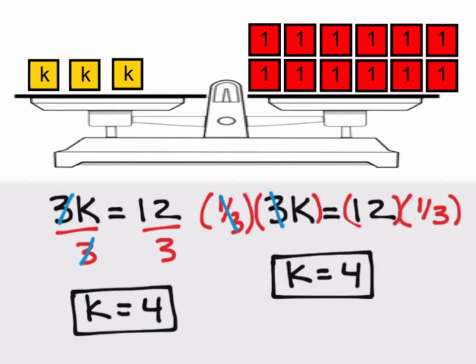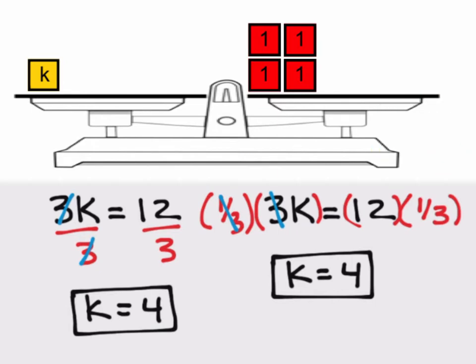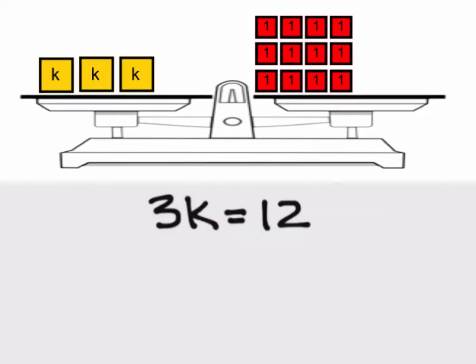1/3. Looking at the scale, all we need to do is keep 1/3 of the k's on the left side of the scale and 1/3 of the ones on the right-hand side of the scale. And both with the equation and the scale, we find k equals 4. Let's revisit this equation one more time.